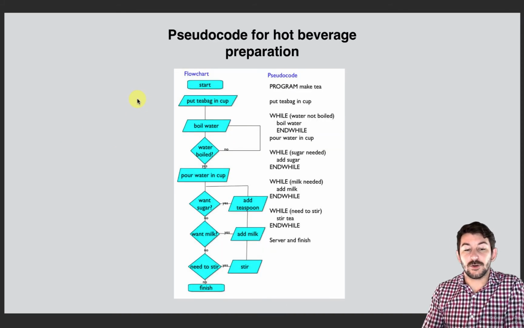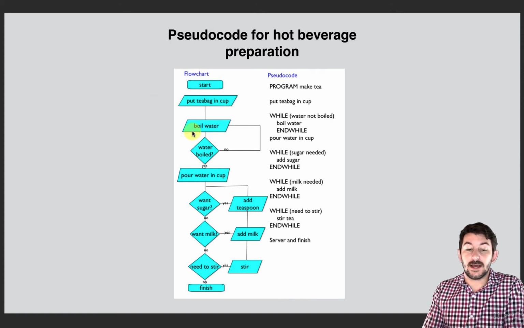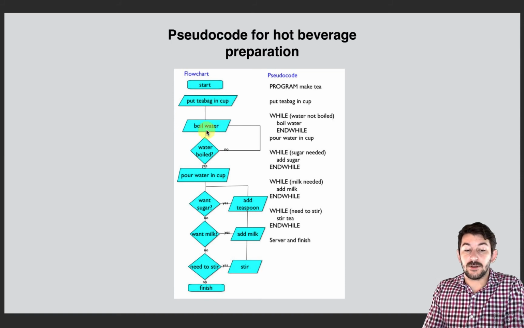And so I like to kind of show this one. This is just showing you what the pseudocode for making a hot beverage might look like. You might put a tea bag in a cup, you might boil water, and then it would ask you a conditional statement. Is the water boiled? No, it returns to the loop. Is the water boiled? No, it returns to the loop. Is the water boiled? Yes, pour water in cup.